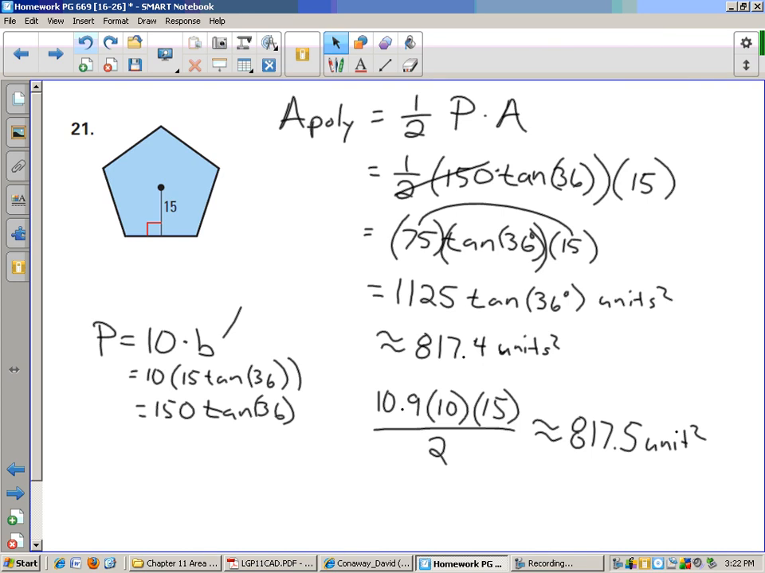Okay. And now for us to see why this matters. Do you see what you got whenever you kept it exact the whole way? 817.4. What happened when you rounded off early? 817.5, right? Does that sound like a huge mistake? No. It depends on what we're talking about.